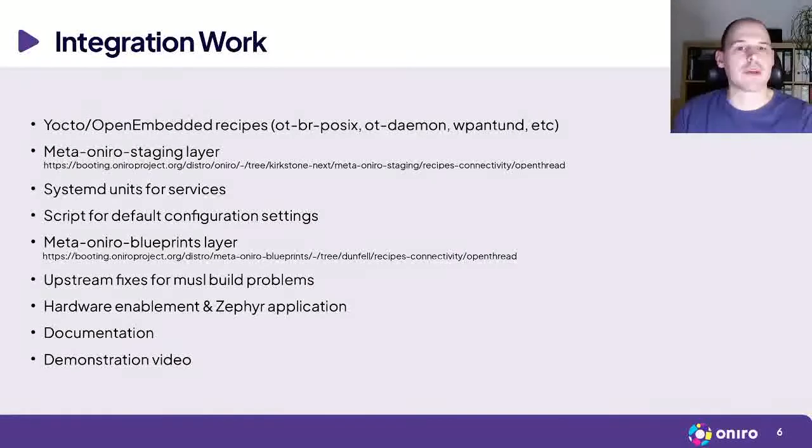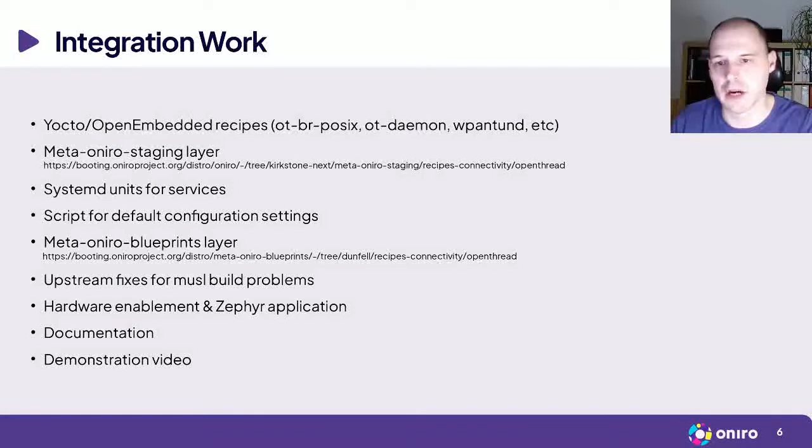So what kind of integration work did we actually do to get this blueprint working? Because the OpenThread project is already there. It's not like we started it. So we needed to make sure that we can fit into our ideas and our use cases here. We are building everything with Yocto Open Embedded for Linux as well as for Zephyr. So the first thing was to build all the recipes we need for the different components here.